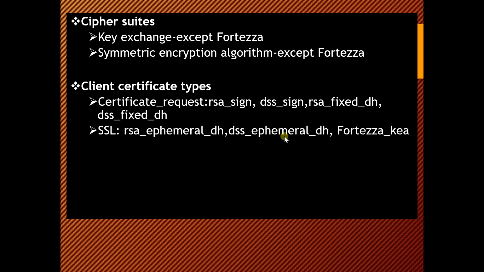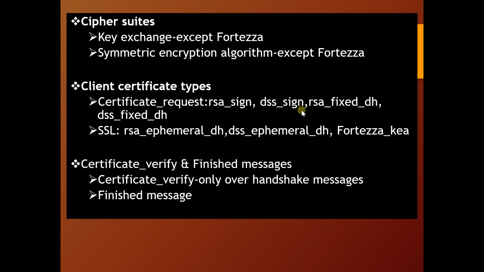If you look at ephemeral Diffie-Hellman, this involves signing the Diffie-Hellman parameters with either RSA or DSS. But for TLS, the rsa_sign and dss_sign types are used for that function, and a separate signing type is not needed to sign a Diffie-Hellman parameter. So again, the main important thing is that TLS will not include the Fortezza scheme.